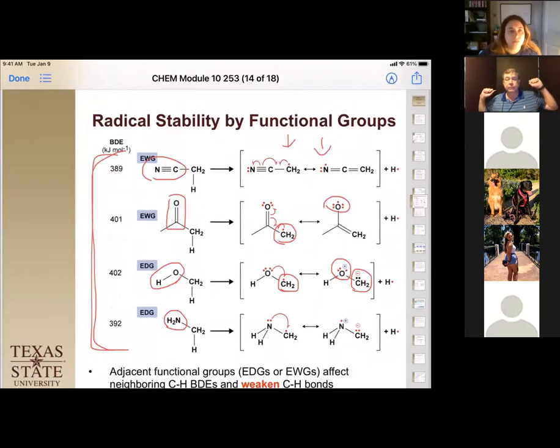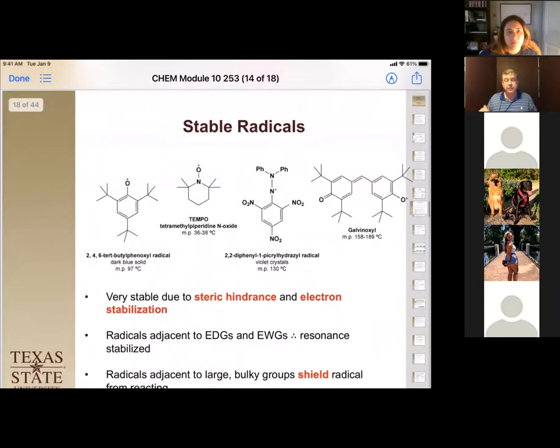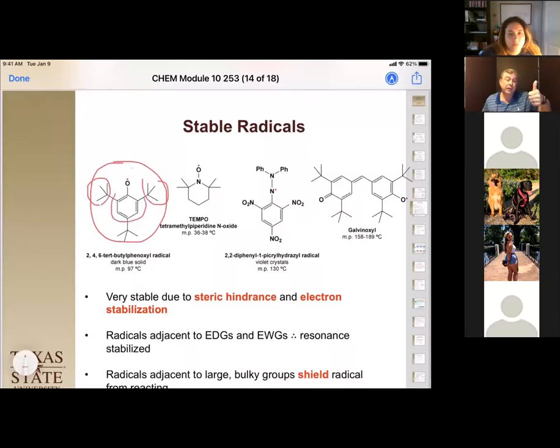All right, we have 20 more minutes to finish up. So sometimes if you have something that is big and bulky, such that it kind of guards the radical, we can have what we call stable radicals. You're looking at steric hindrance. In the case of this, we actually have two things happening. We have steric hindrance from these two big butyl groups, but then also that radical can be stabilized around that ring, okay? So we have both steric hindrance helping us keep that radical safe, and we have that electron stabilization, having that resonance structure, keeping us safe.